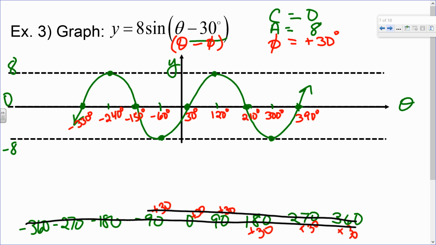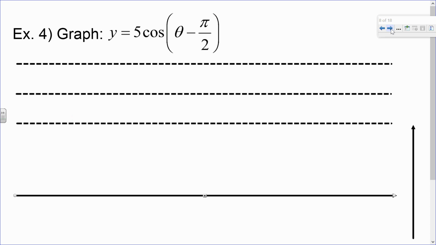Since those are a little bit weird to wrap our heads around, let's do another one where we draw the graph, but this time let's do radians. So everybody shout out, what is centerline? What is amplitude? What is phi? It is going to be positive pi over 2.